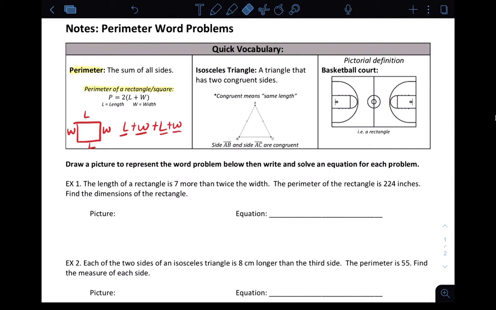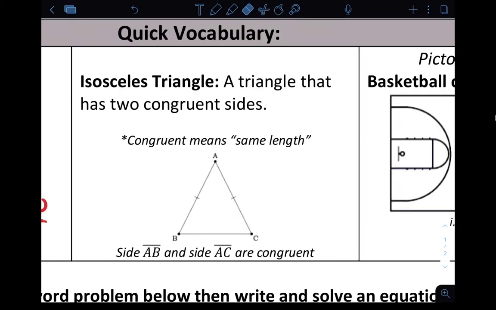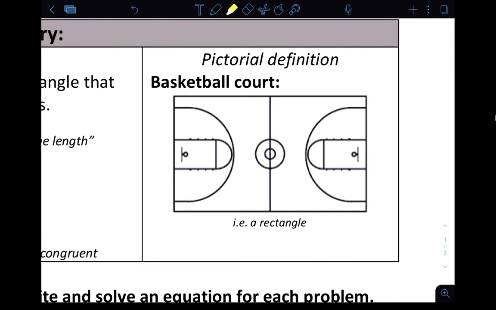in these notes. Another vocabulary word I wanted to talk through with you is isosceles triangle. An isosceles triangle is a triangle that has two congruent sides. Congruent just means it has the same length. So if we looked at the triangle that's given to you, AB right here is going to be the same length as side AC. Those sides are congruent. They're going to be exactly the same length. And this is what a basketball court looks like, i.e., it's going to be a rectangle when we refer to a basketball court.